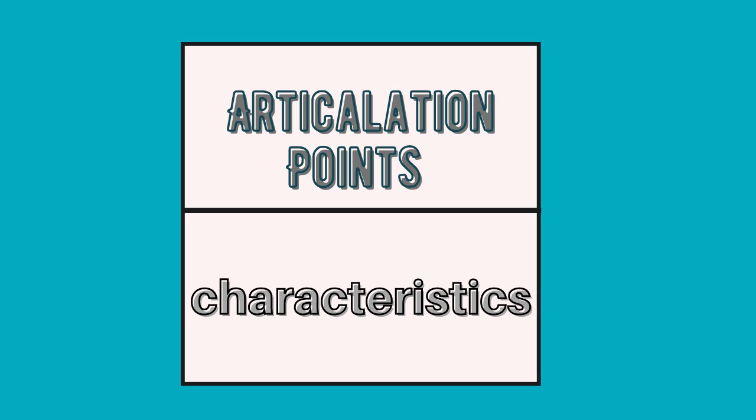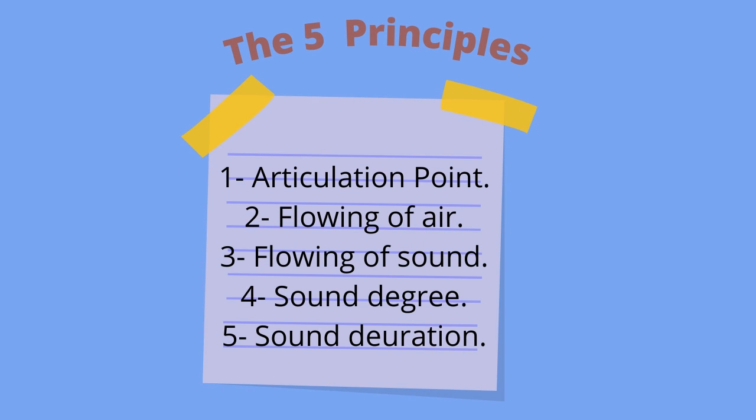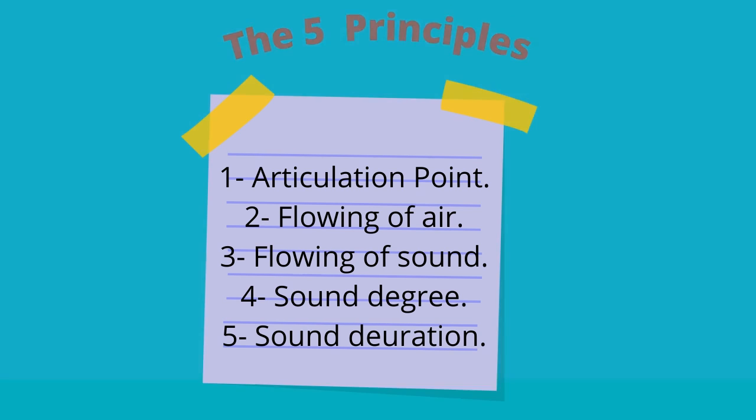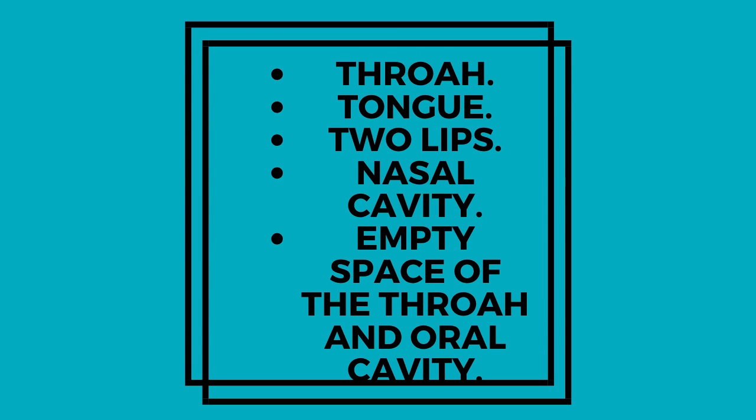And there are 5 essential principles you have to keep in your mind. First one is the articulation point. Second one, flowing of air. Third one, flowing of sound. Fourth one, sound degree. And the fifth one, sound duration. The first one, the articulation point: we have 5 places and 17 articulation points. The first articulation point is the throat.